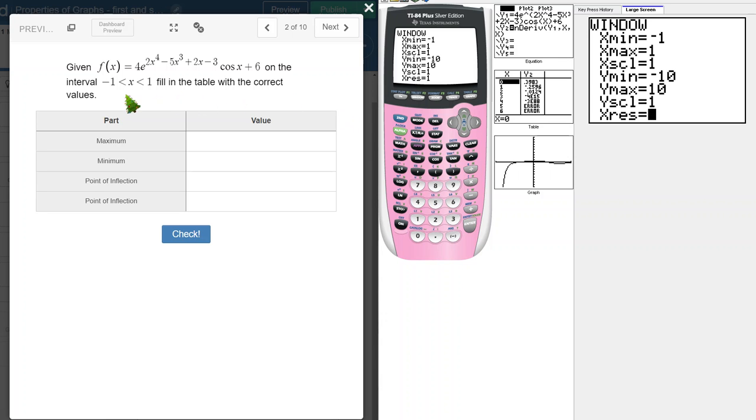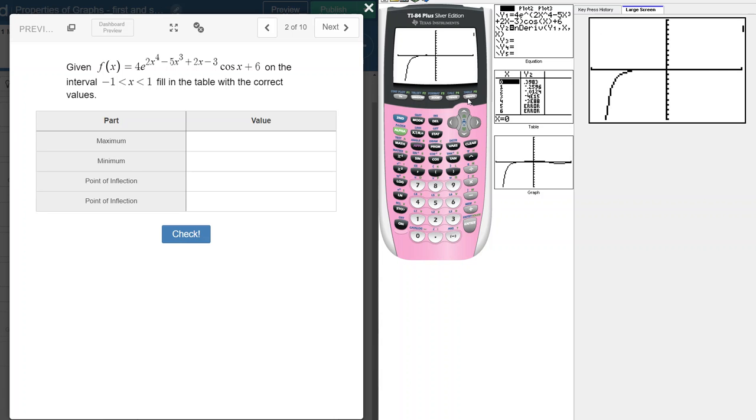The next thing I want to do is turn my x res up to 3, just so it graphs a little bit quicker, because when we do derivatives, it can take forever to graph. So I've got my window there, I've got my x res, I'm going to click graph. And we can see a little bit here, but it is really kind of tough to see what's going on because it's so zoomed out in our y values.